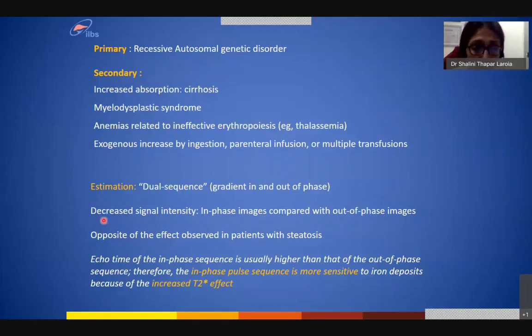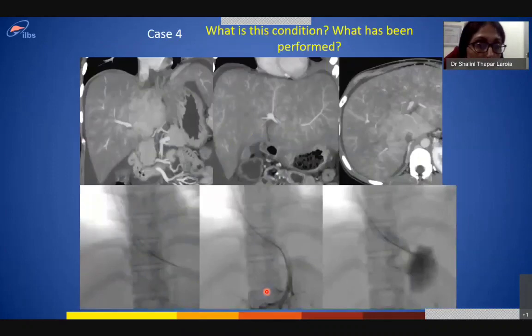Like I have already explained to you, there is decreased signal intensity on the in-phase images compared to the out-of-phase images. This is opposite of the effect observed in patients with steatosis. Echo time of the in-phase sequence is usually higher than that of the out-of-phase sequences. Therefore, the in-phase pulse sequence is more sensitive to iron deposits because of the increased T2 star effect. And this is what we essentially need to know.